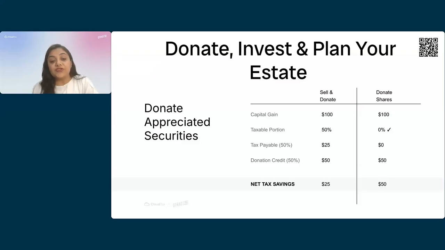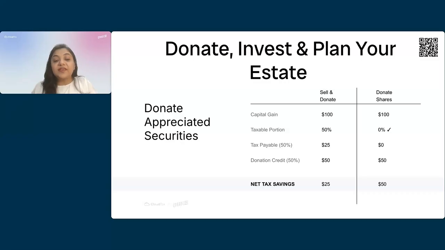If you sell the shares first, that $100 gain is triggered. Half of it, $50, is taxable. Assuming a tax rate of around 50%, you end up paying about $25 in taxes. Now, after selling, you donate the full $100 in cash and receive a donation tax credit of $50. When you net everything out, you have paid $25 in tax and saved $50. Your net tax savings are $25.